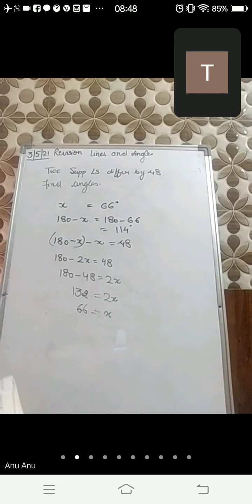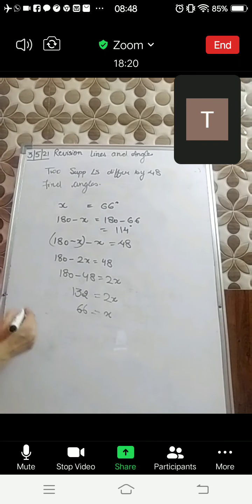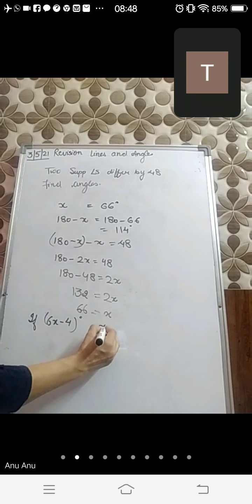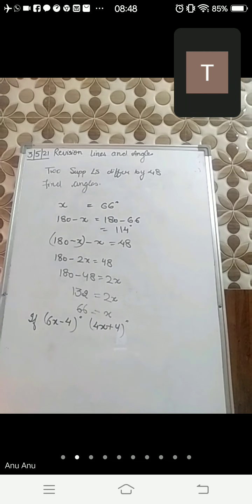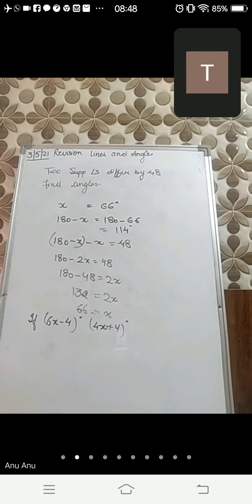Write down. Next question. If 6x minus 4 degree and 4x plus 4 degree are complementary, then find x. If 6x minus 4 degree and 4x plus 4 degree are complementary, find the value of x.